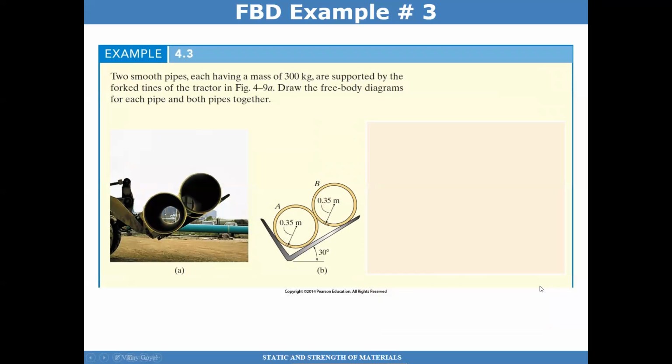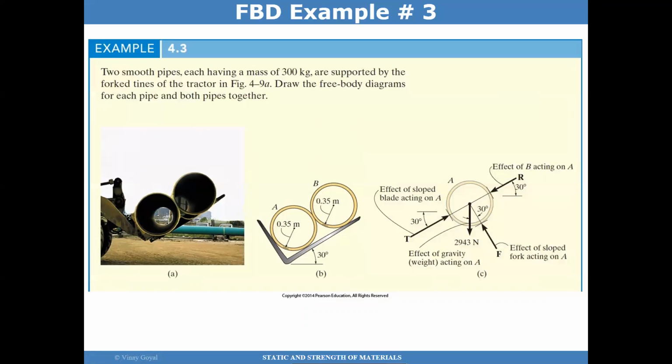In this next example, I have two smooth pipes, each having a mass of 300 kilograms, and they're supported by the fork tines of the tractor right here. We want to draw the free body diagram for each of these pipes and then both of these pipes together. So to solve this problem, notice that we're given masses, so clearly we should include weights associated with each of these pipes.